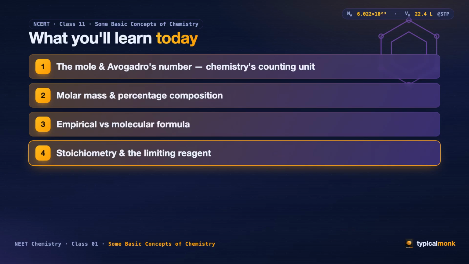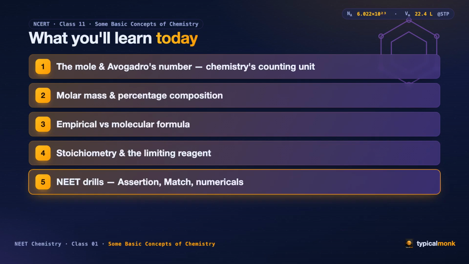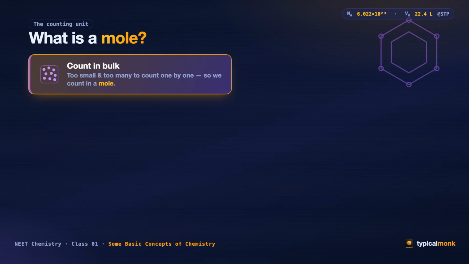Fourth, stoichiometry and the limiting reagent, how to predict exactly how much product a reaction can give and which reactant runs out first. And fifth, the NEET drills, assertion and reason, match the column, and the numericals, so that everything you learn today, you can also score with. Ready? One idea at a time. Let us start with the problem itself.